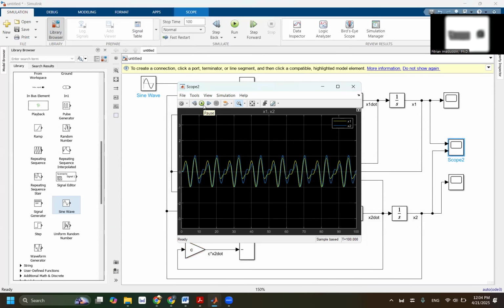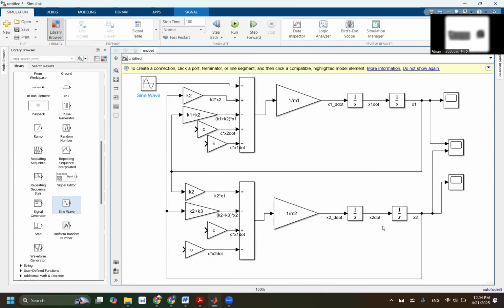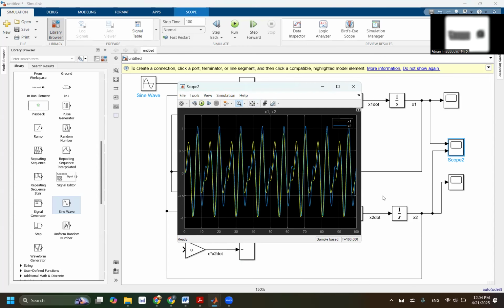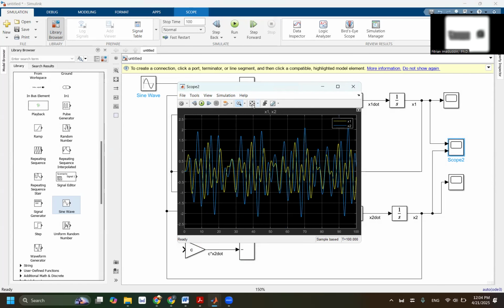This is what happened. Compared to if I don't have the C, this is how it looks like when I have the C. Now, this is what it looks like if I don't have the C. So what happened? What actually happened?